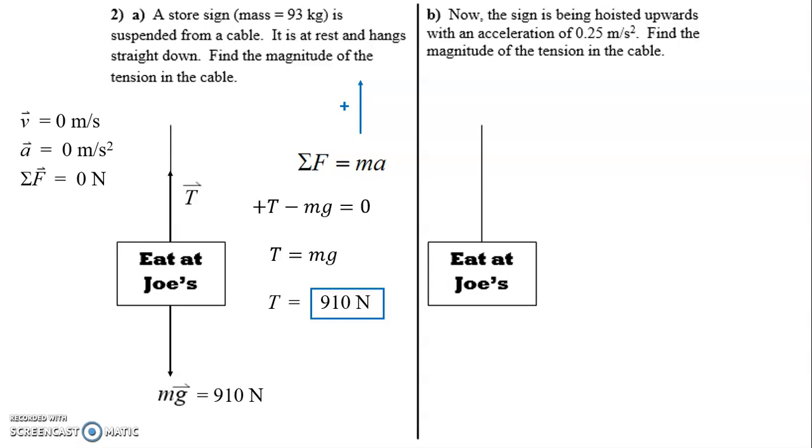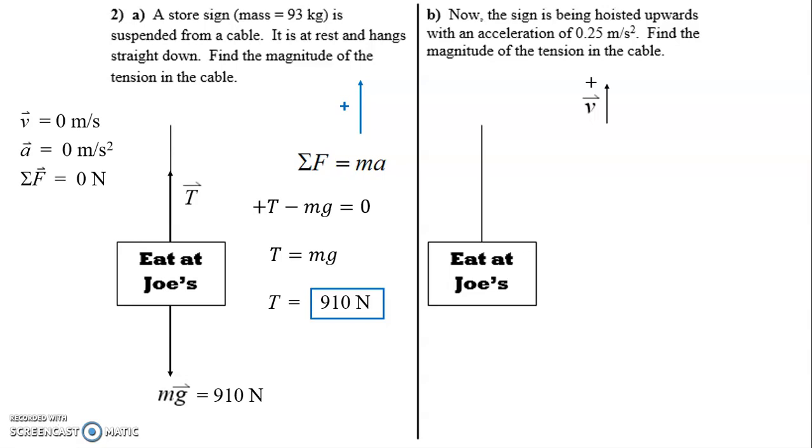Now we get to letter B, where it gets a little more interesting. Now it says the sign is being hoisted upwards, and there's an acceleration. So again, we start with information off to the side. Velocity, acceleration, and net force. It's moving up, so we're going to show the velocity pointing upwards. It says the acceleration is also pointing upwards, and so we draw the acceleration off to the side.